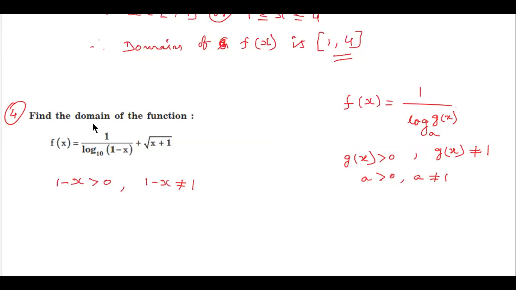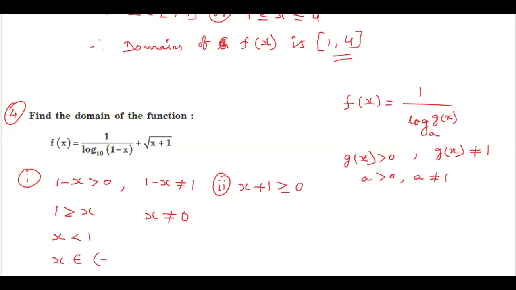Okay, and root is there. Root exists if it is greater than or equal to 0. This is the first one. This is the second function. 1 minus x greater than 0 means 1 greater than x. That is x less than 1. Here 1 cancels, we get x not equal to 0. X less than 1 means x belongs to (minus infinity, 1) excluding 0. 0 cannot exist. So here x plus 1 greater than or equal to 0 means x greater than or equal to minus 1. That means x belongs to [minus 1, infinity).